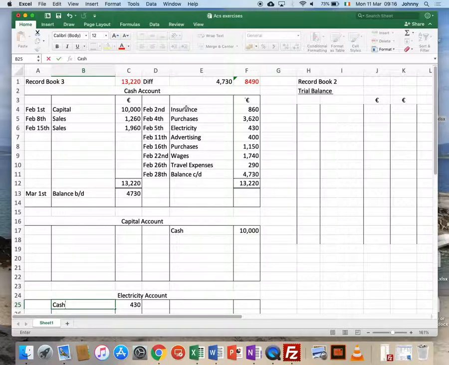Okay. So the name of the other accounts that we're going to be using, I'm going to need to create an account called capital. I have that one done. I'll also need an account called sales. Now sales is going to have two entries in it because it happened twice. I'll have an insurance account. I'll have a purchase account. We've done electricity, advertising. We have a second entry to go into the purchase account. So we have one purchase account with two entries in it. And then we'll have wages.